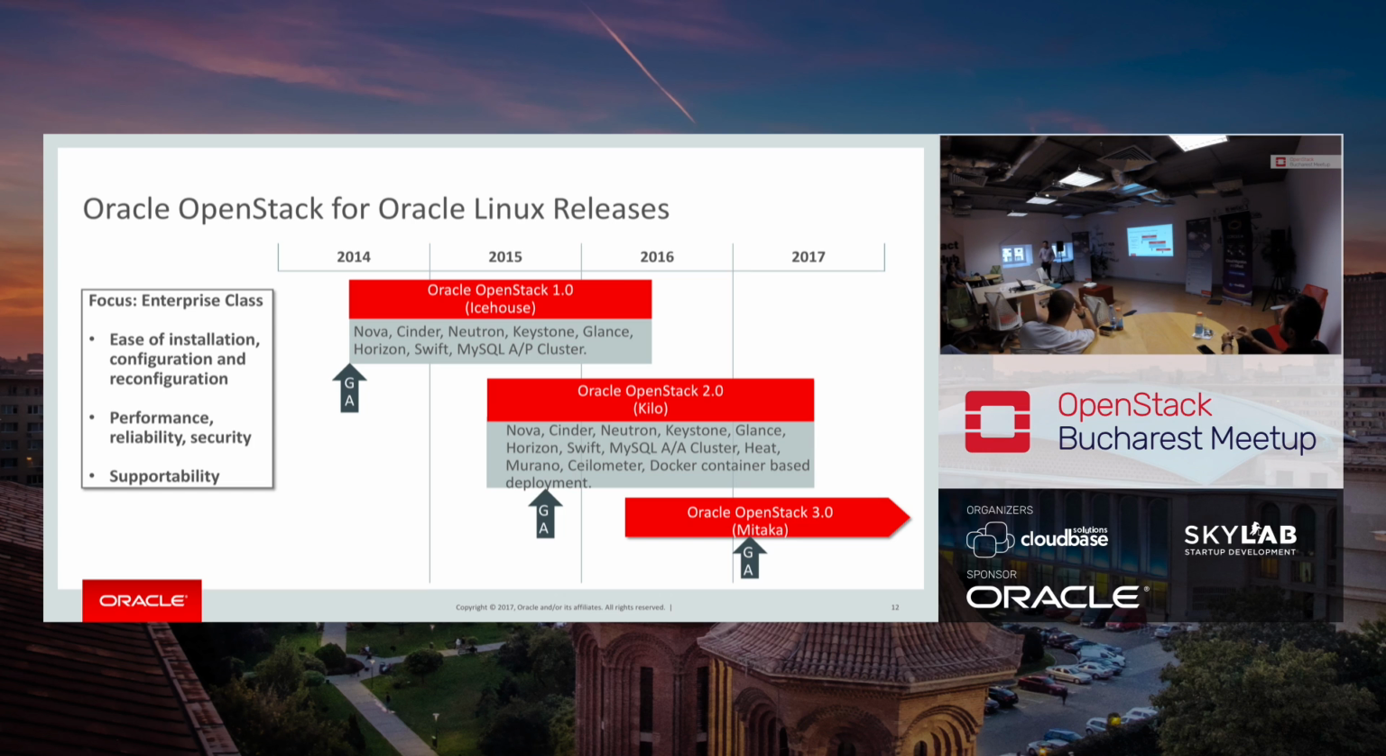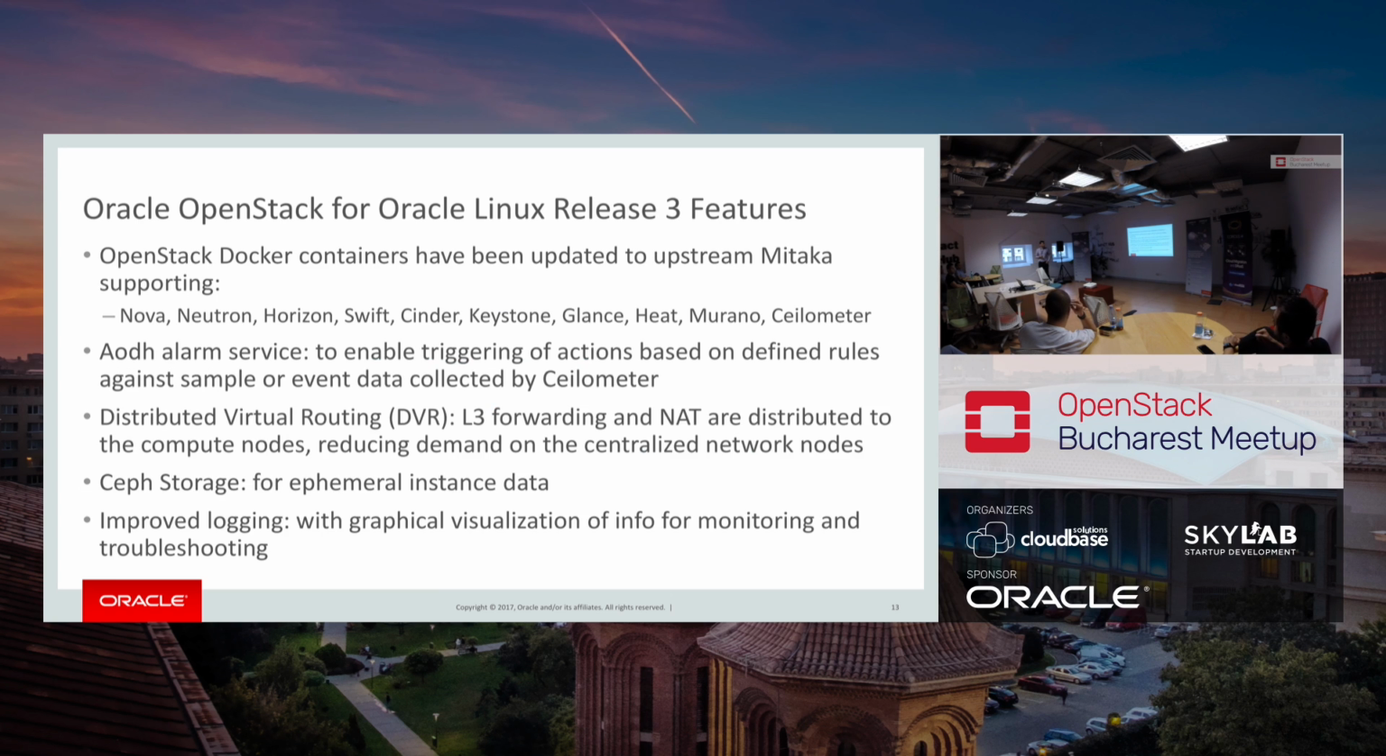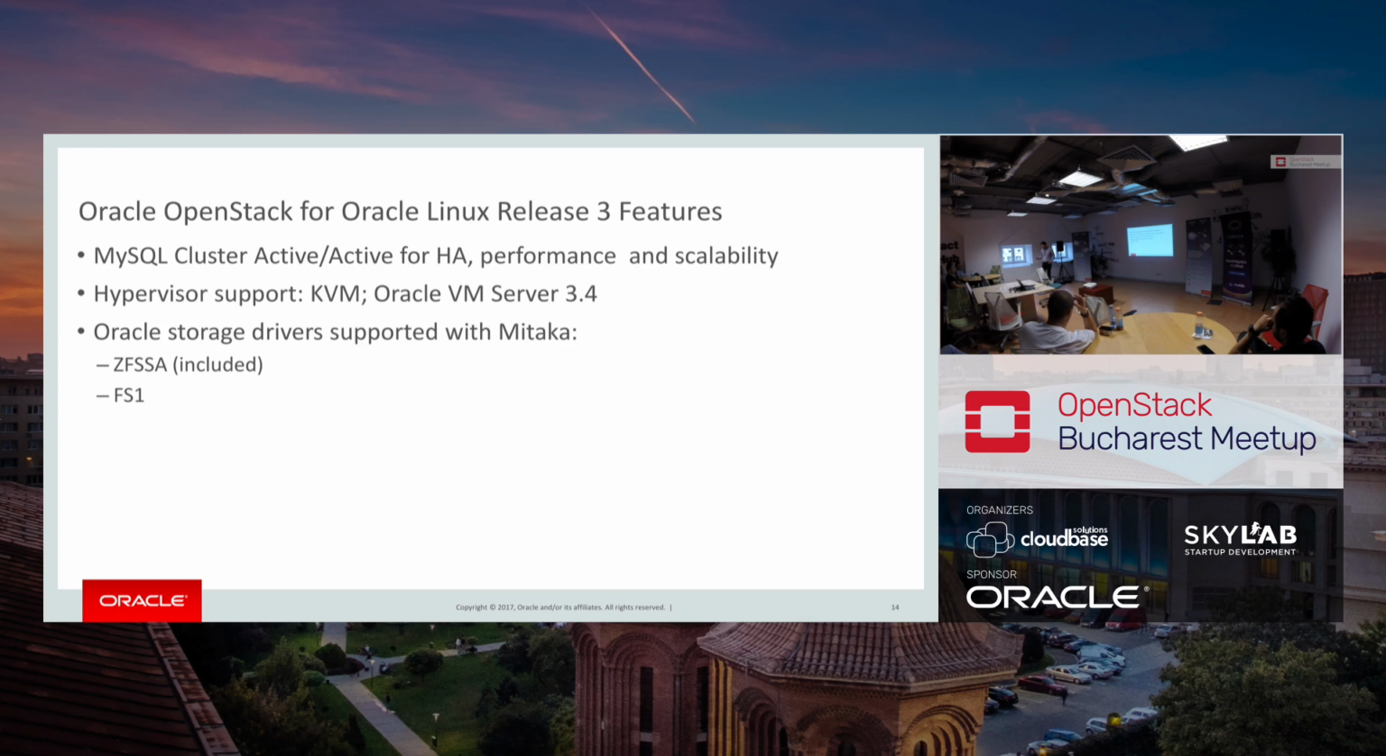Version 3 comes with Mitaka flavors, and it also comes with the AODH alarm service for Ceilometer, distributed virtual routing, and Ceph storage for ephemeral instances. And from the hypervisor's point of view, it supports KVM running on Oracle Linux and Oracle VM Server 3.4, which runs Xen 4.4 in the background.